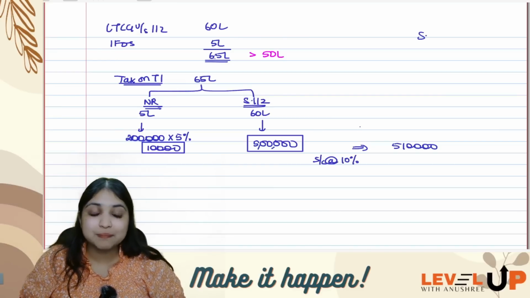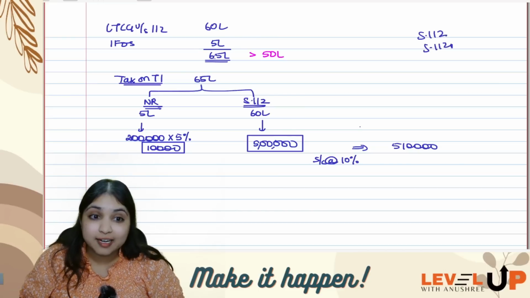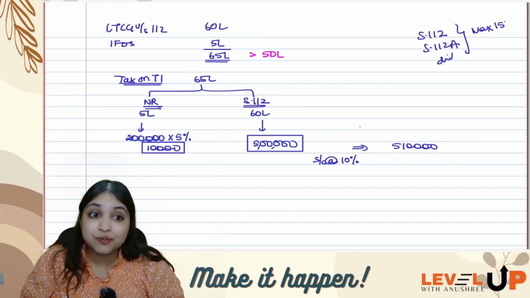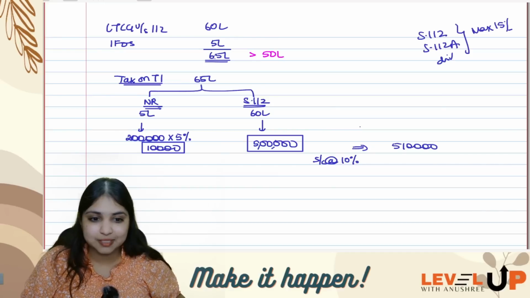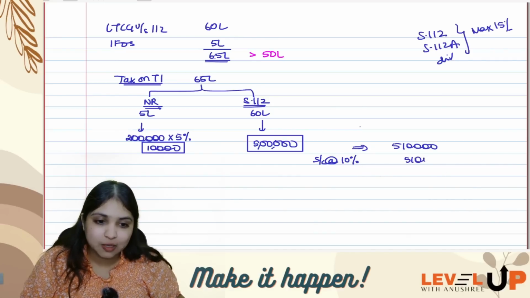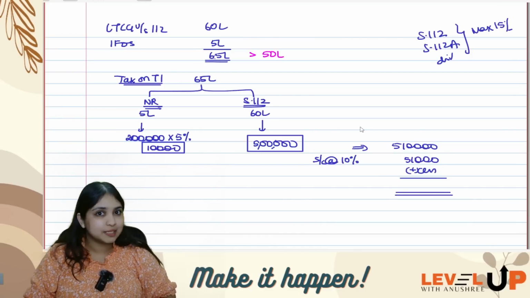And one more thing you remember learning: 112, 112A, dividend income. On these incomes, maximum surcharge rate is 15%. But here I am applying 10% only, 10% of your tax amount. So 10% of 5,10,000 will be 51,000, no marginal relief. So straight away you will add cess. This is going to be your tax liability.